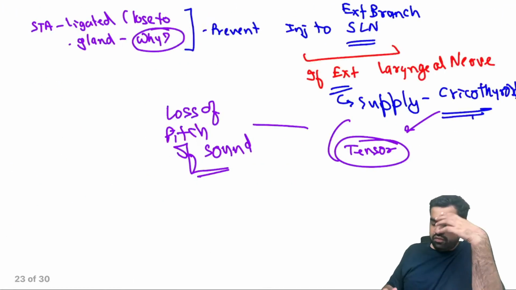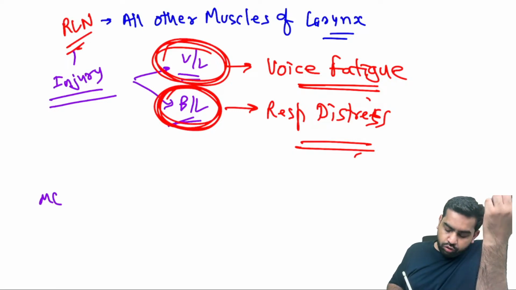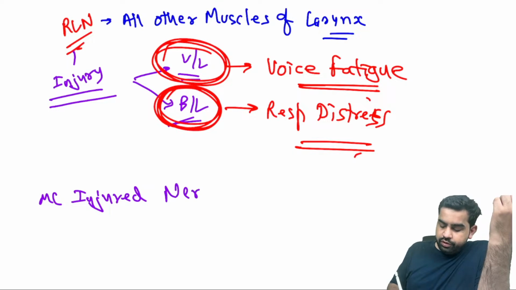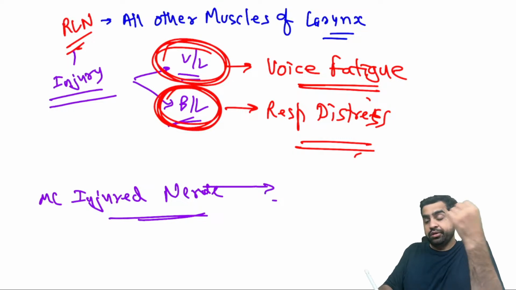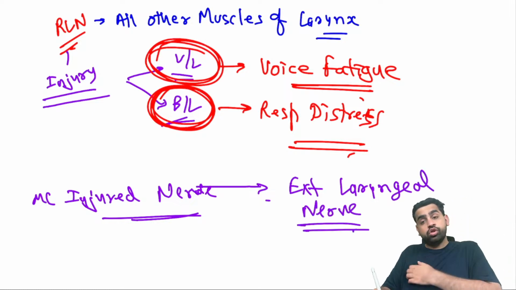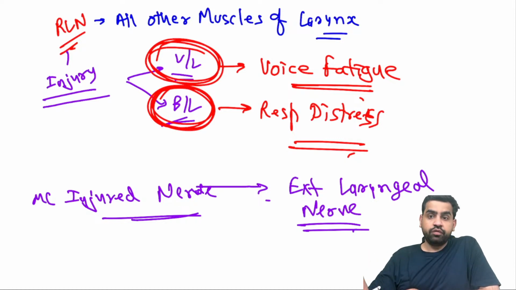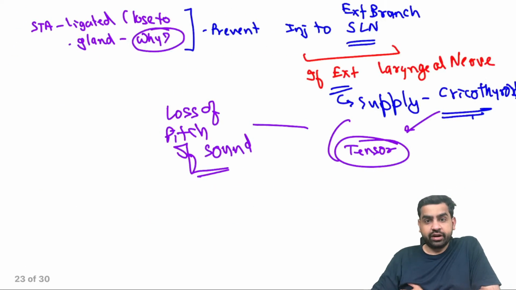Now, if I ask you which is the most commonly injured nerve during thyroidectomy, what is the answer? It is the external laryngeal nerve. This is the most commonly injured nerve. It is not the recurrent laryngeal nerve. You might tend to mark it as the recurrent laryngeal nerve, but that is not the most commonly injured nerve during thyroidectomy. It is the external branch of the superior laryngeal nerve.